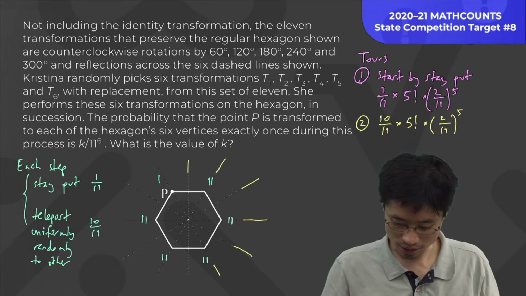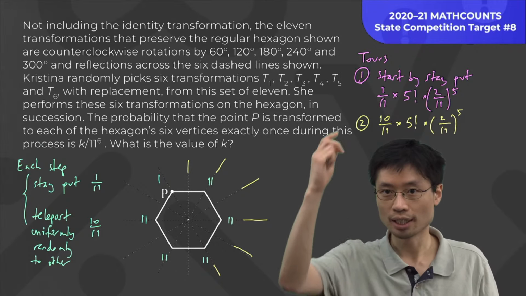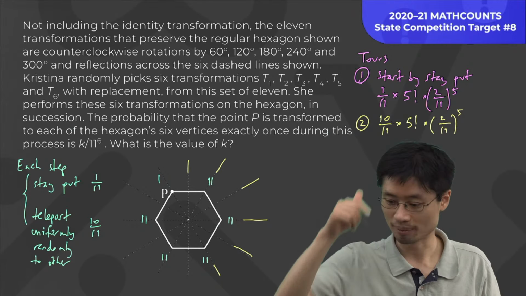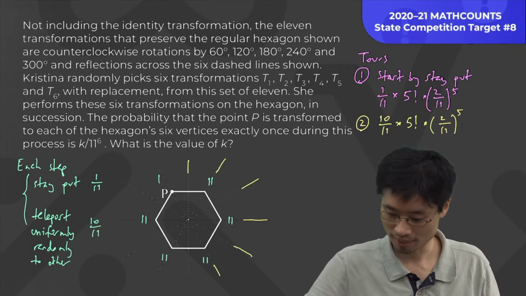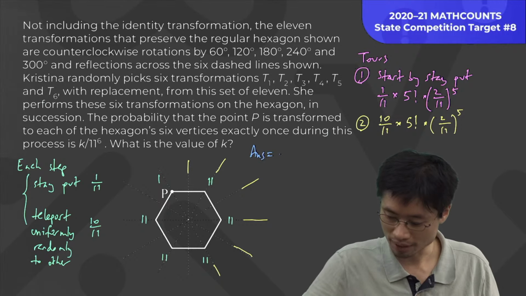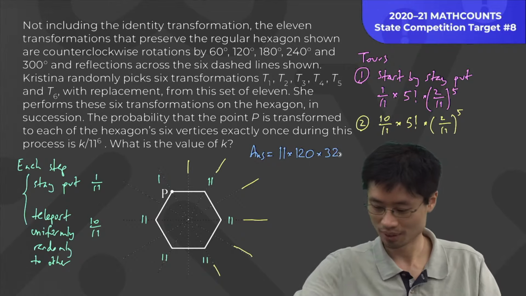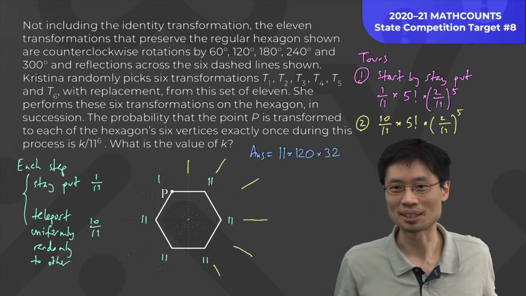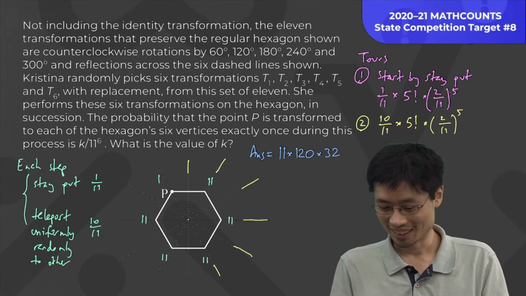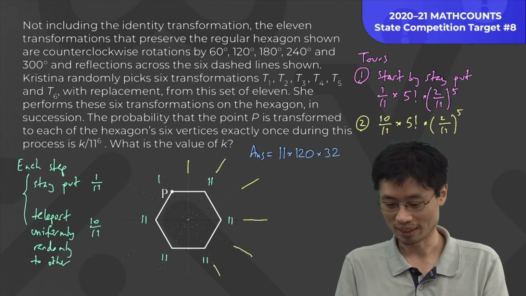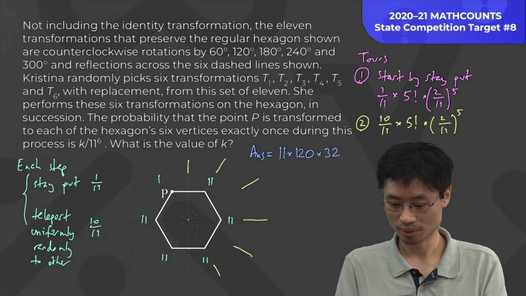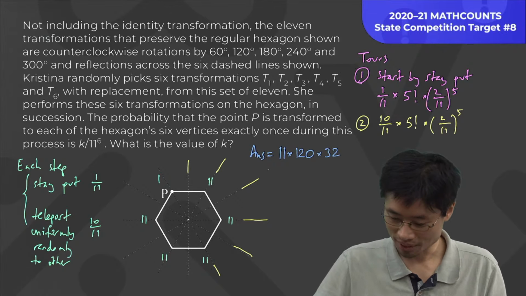Okay, so then the answer to the whole question, if I add these together, it'll be 11 times the numerator. So the answer to the whole thing should be 11 times 5 factorial, which is 120, times 2 to the 5, which is 32. Okay, I guess here comes the calculator. All right, 11 times 120 times 32 equals, wow, 42,240.